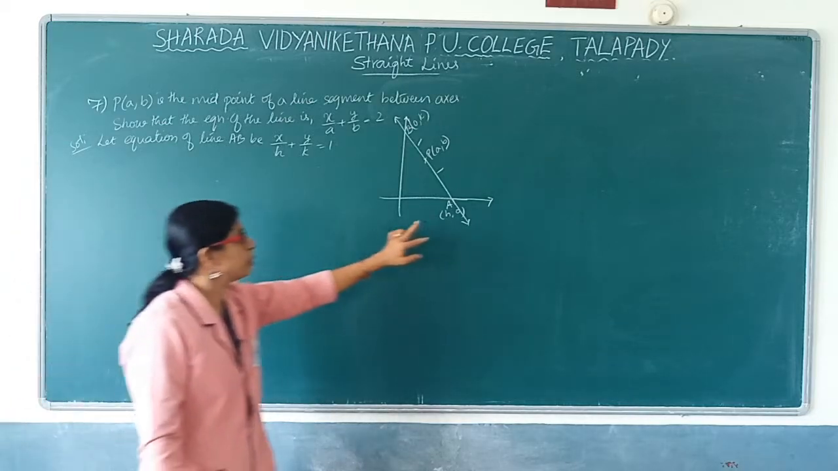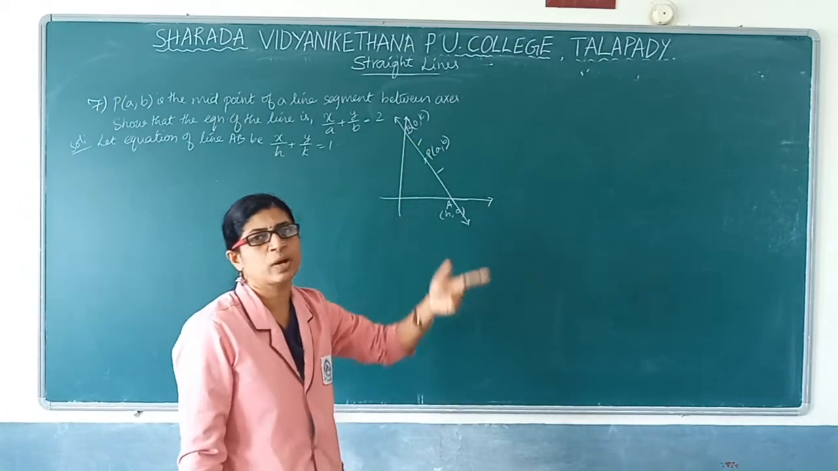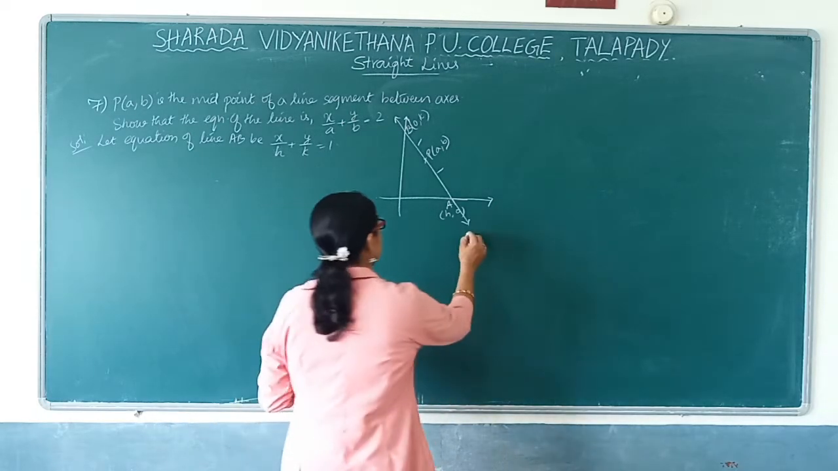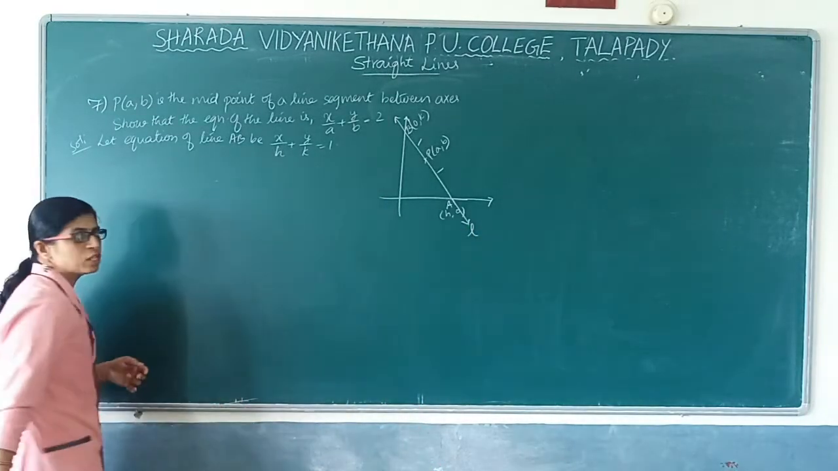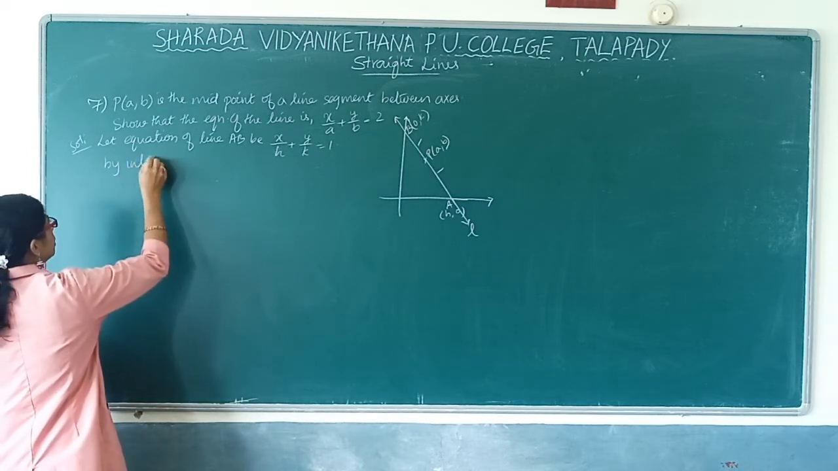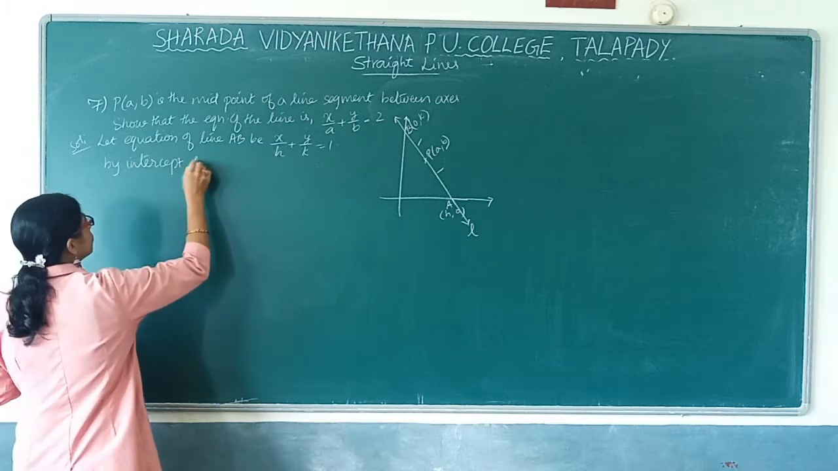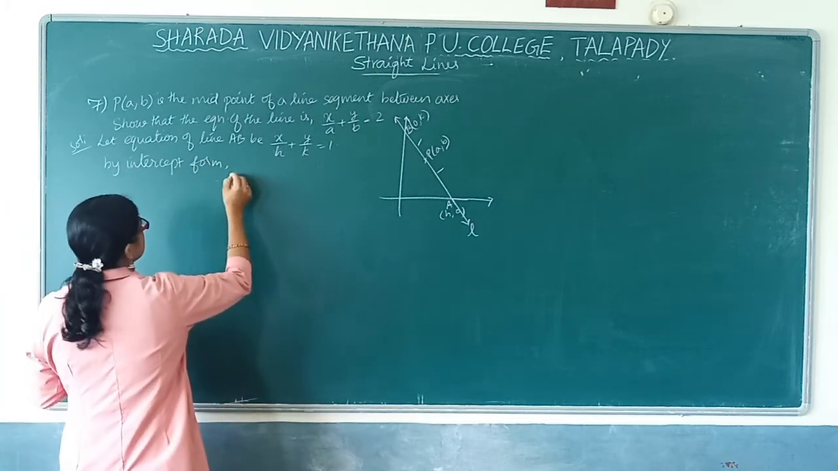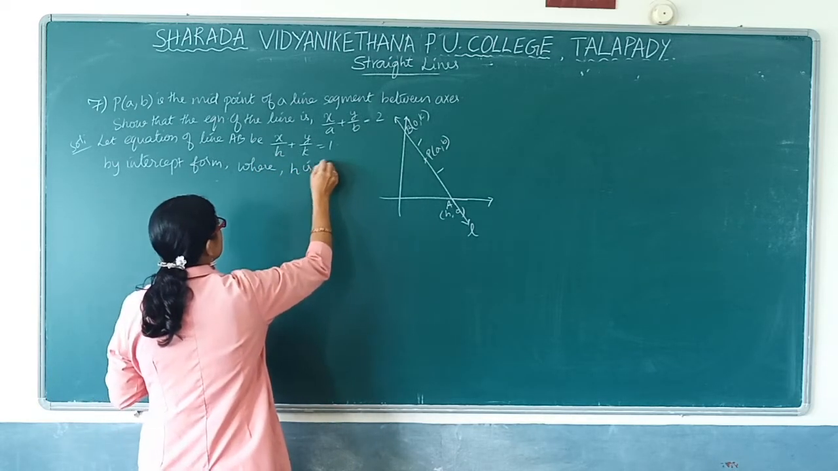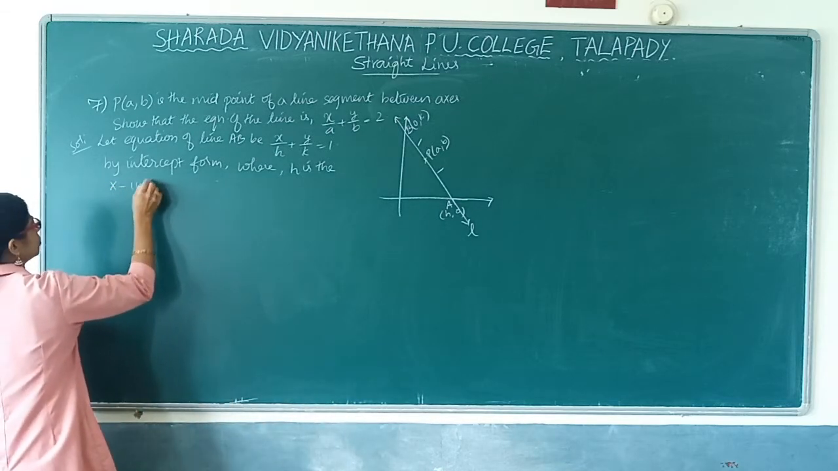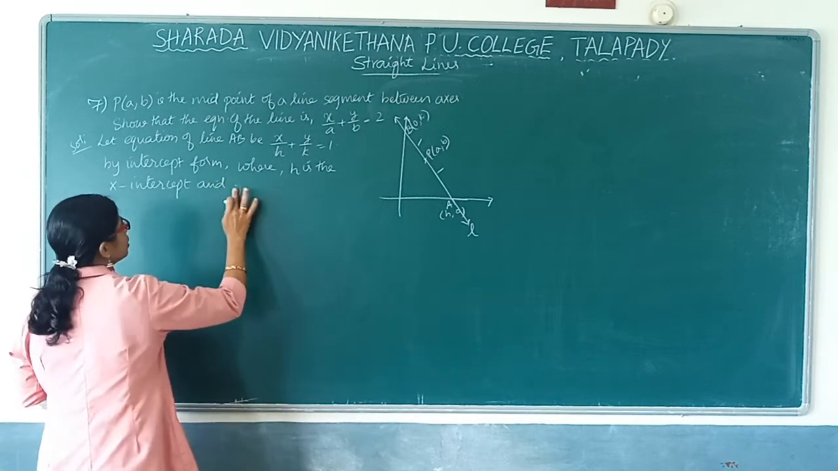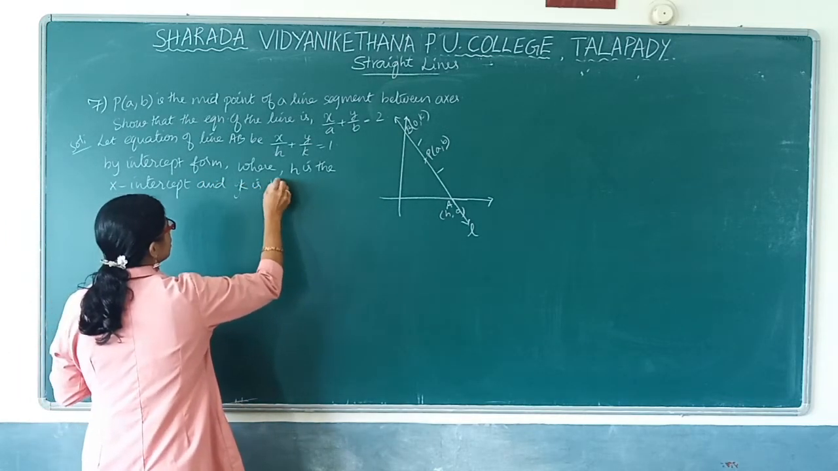So if h comma 0 and 0 comma k are the x and y intercepts, by the intercept form of the equation of a line, what is the equation of the given line L? The equation of the line is x by h plus y by k is equal to 1. So by the intercept form, you also need to mention where h is the x-intercept and k is the y-intercept.